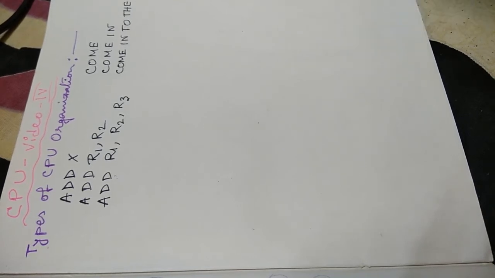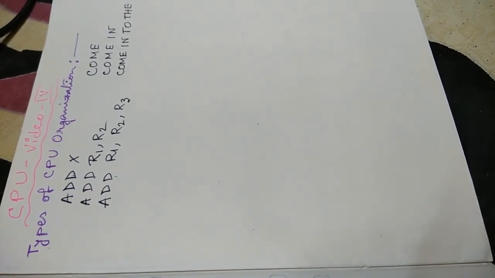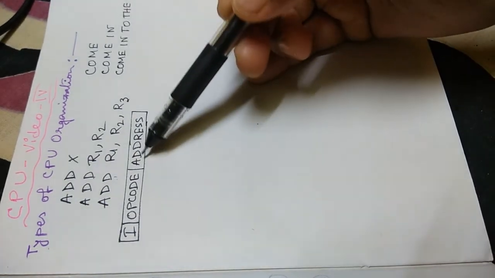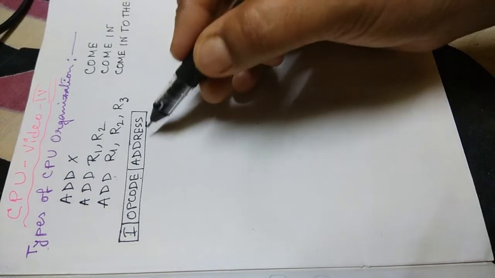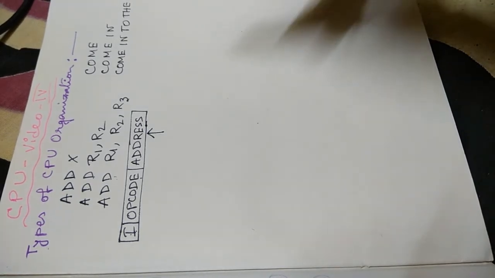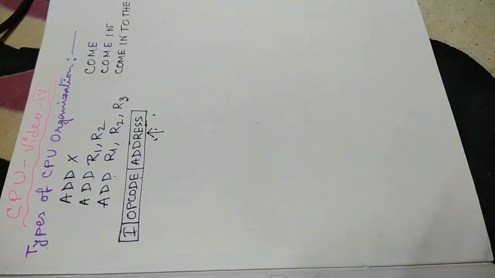But before telling the name, I would like to say some introduction about it. You remember the instruction format? There is a mode field, opcode field, and address field. You remember this? Mode field, opcode field, and address field. Now, this address field determines the types of CPU organization. Actually, how many number of address fields will be there determines the types of CPU organization.